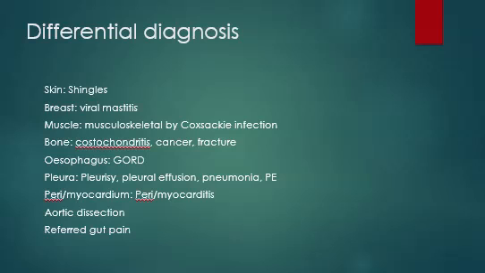If it was something obvious like shingles, you wouldn't do an ECG, but if it was more difficult to tell the difference, then you would jump to ECG first, just to be safe. So the esophagus can give chest pain if you have something like gastroesophageal reflux disease.